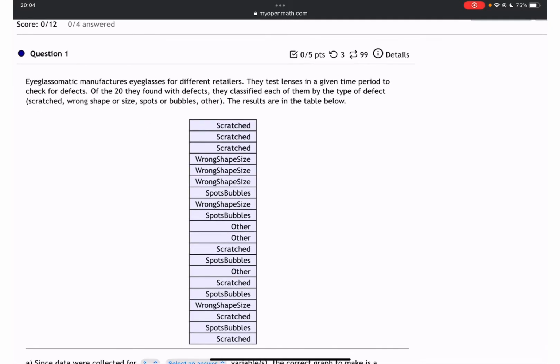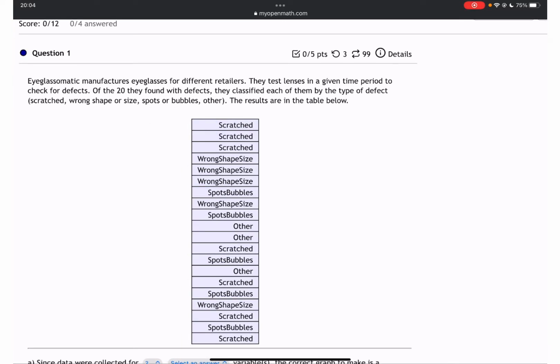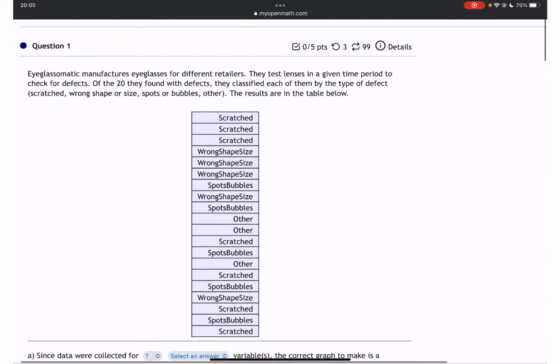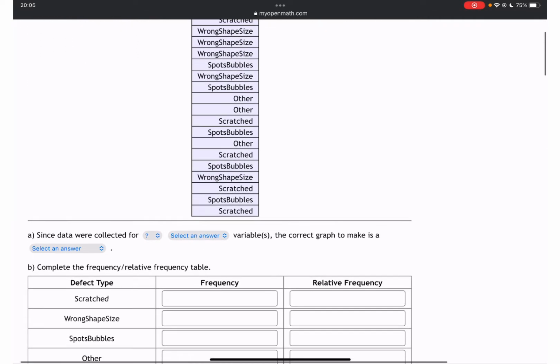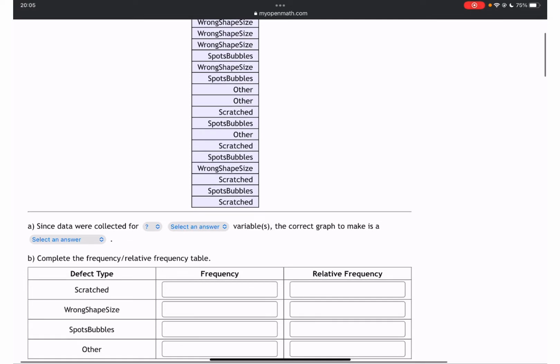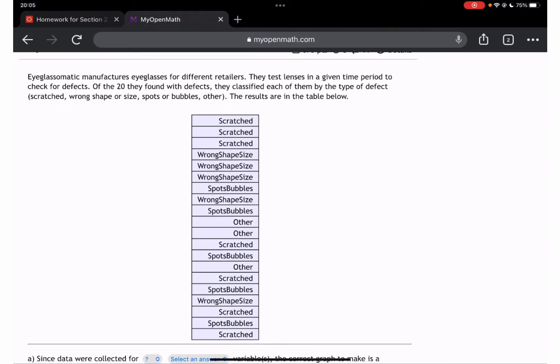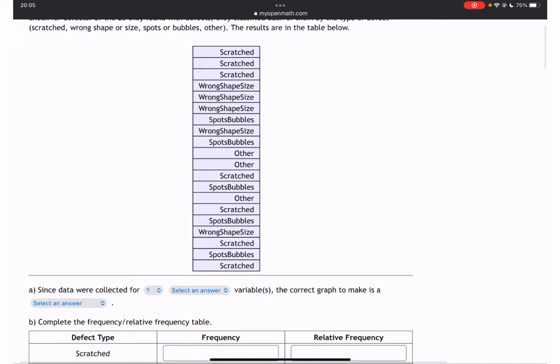Of the 20 they found with defect, they classified each of them by the type of defect: scratches, wrong shape, size, spots, bubbles, and so on. The result is given in the table below. Okay, question number 1. Since data were collected for only one column, for one variable, which is defect, there is only one criterion based on defect.